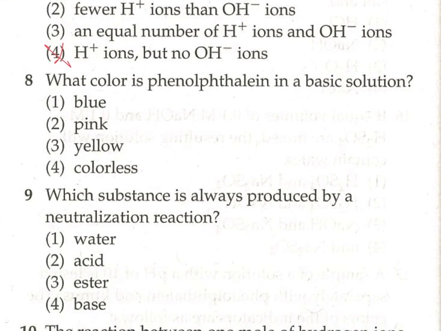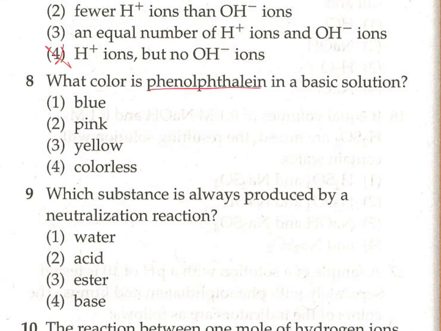Number 8 is an indicator question. So phenolphthalein is an indicator. So you go to table M, and you did practice with table M, both in questions and in the coloring. So phenolphthalein can either be colorless or it can be pink. Okay, so that means blue and yellow are out. Never pick a color for an indicator that it can't be, please.